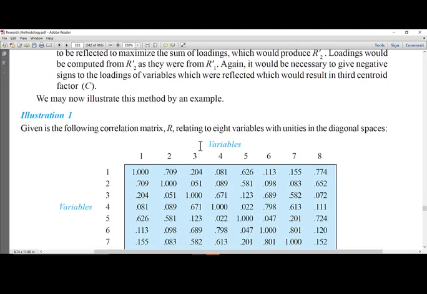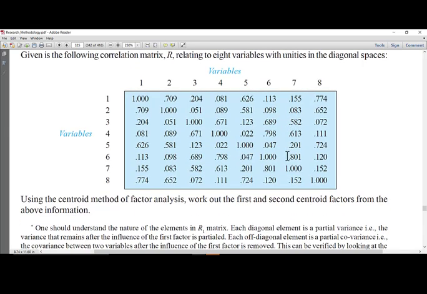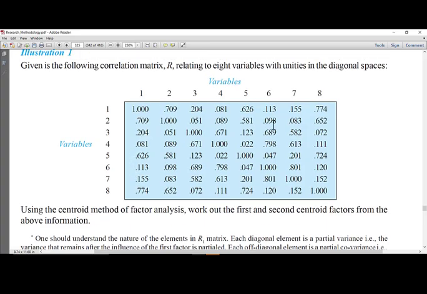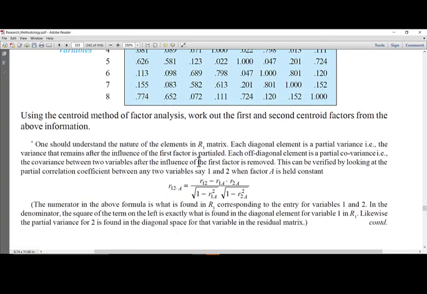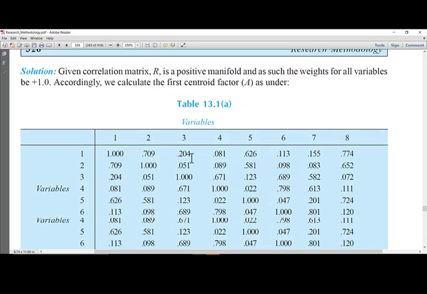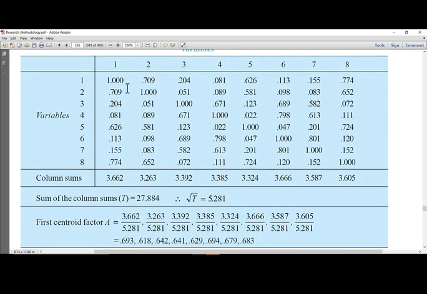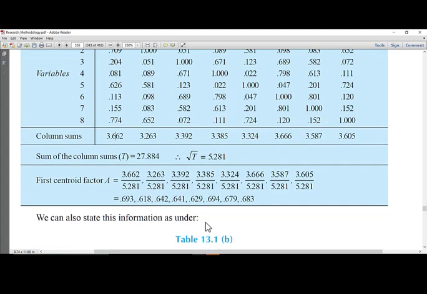So I think now you have understood this centroid method. I am repeating it once again. Here is our correlations matrix, and then we have made the column sums, and the sum of the column sums, then the square root of that sum of the column sums. Then each column sum is divided by the square root of T, and this is our first centroid factor corresponding to these 8 variables.